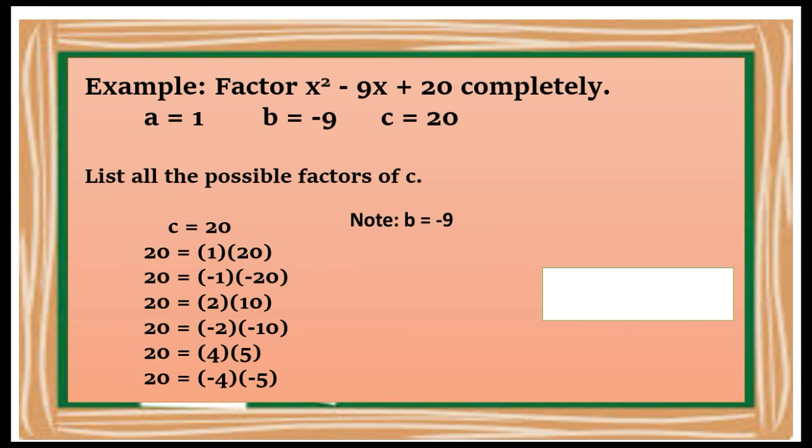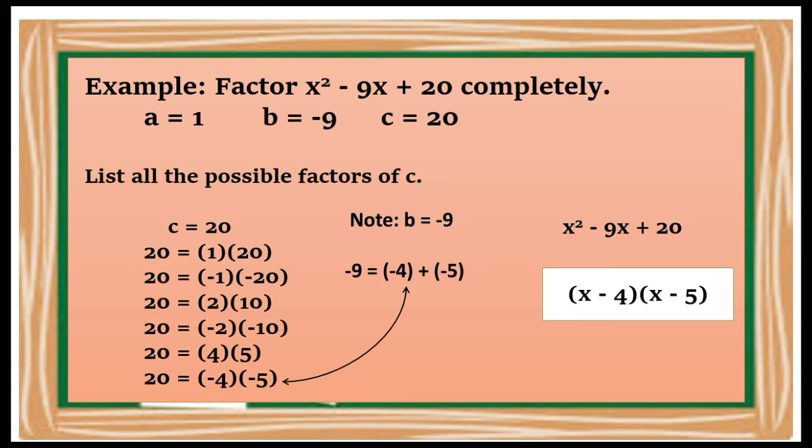Note that your b is negative 9. Now choose which of these factors will give you the sum of negative 9. And this could be negative 4 and negative 5, because when you add negative 4 and negative 5, it will give us negative 9. Here you go. Therefore, the expression x squared minus 9x plus 20 could be factored into x minus 4 times x minus 5.